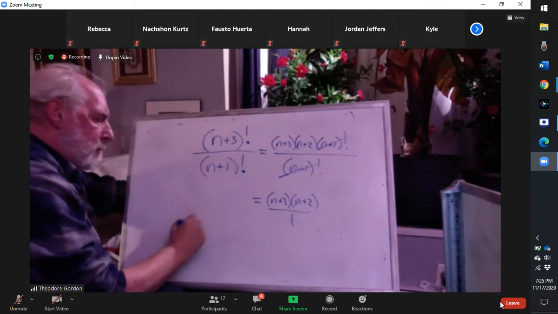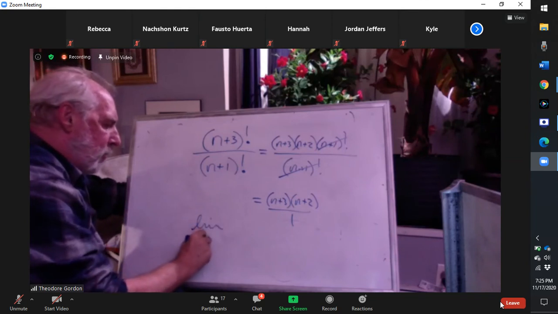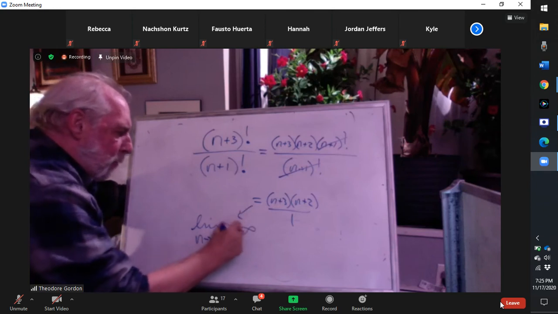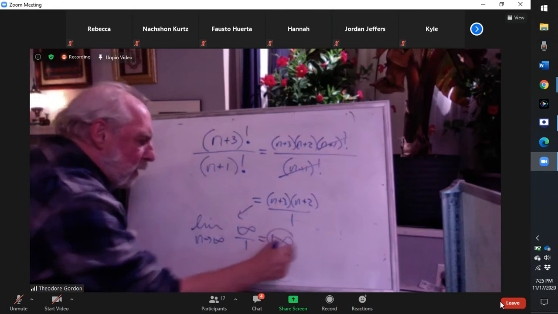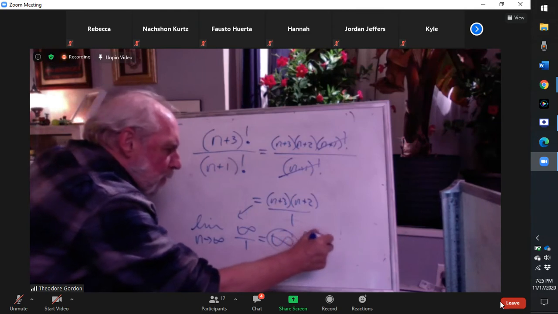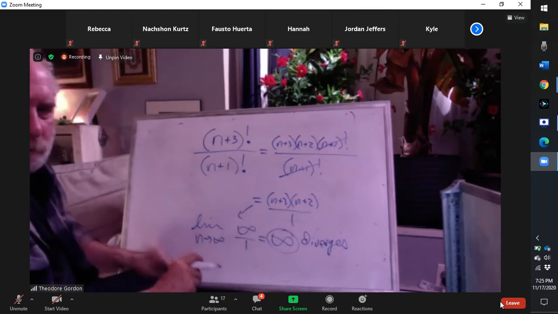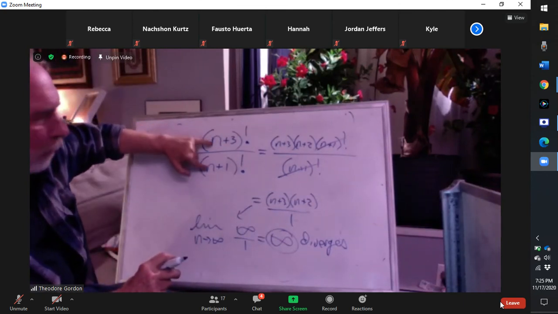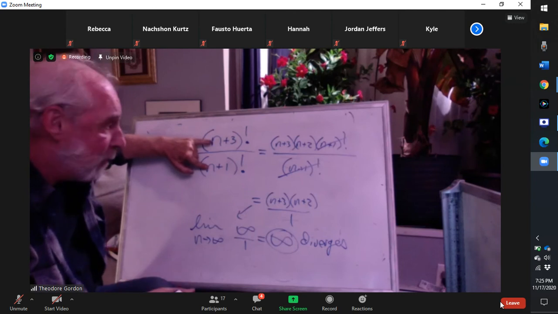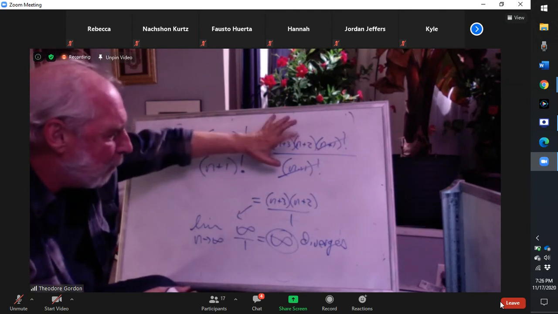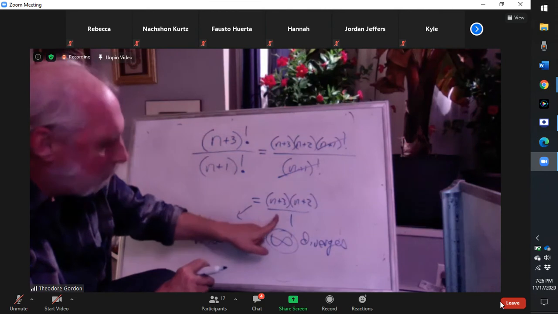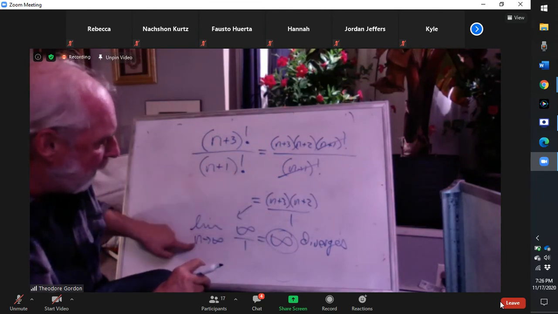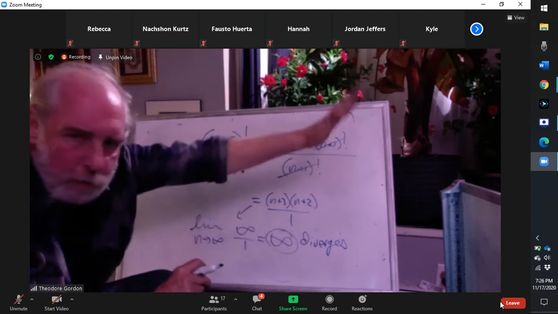And now the limit as n goes to infinity of this, well, we get infinity over 1, which is just infinity, so that diverges. If we put infinity up here, we get infinity over infinity, which we don't know what that means, but by doing this little bit of manipulation, in this case there's no n's in the denominator, only the numerator. So as n goes to infinity, this whole thing just shoots off to infinity.